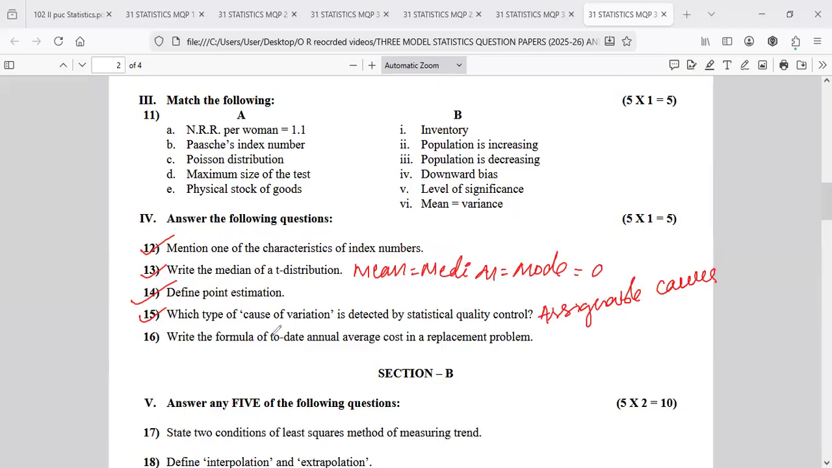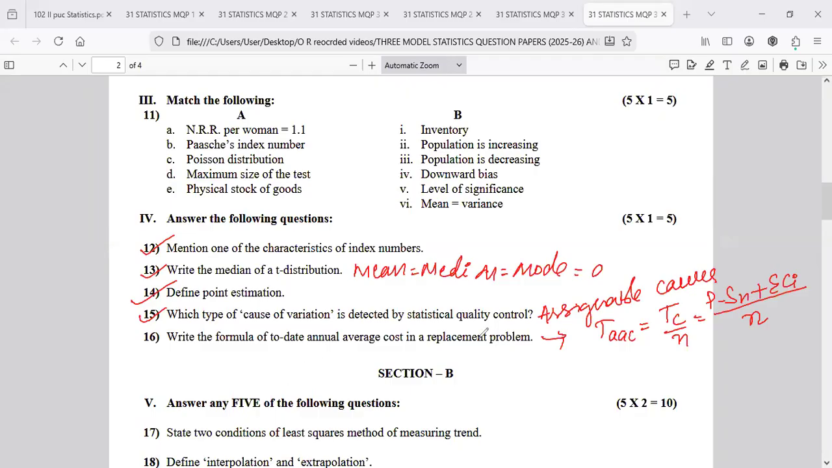Please digest it. Write the formula of total annual average cost. This type of question may be asked. So total AAC formula is TC divided by n. What is TC? P minus S of n plus summation of Ci, divided by n. Many people have written TC by n. No, you have to write the TC formula, then divide by n. So that is right.